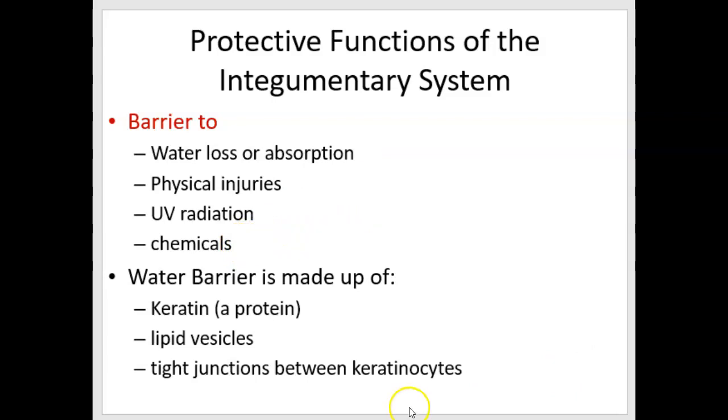Now, what's important about the water barrier reflects the structure of the skin. So the skin forms a water barrier because of three structures. One is a protein that the keratinocytes make, and that's keratin. The other is that the cells make these lipid vesicles that prevent water crossing. And then finally, between the skin cells are tight junctions. And if you recall, a tight junction does not allow material to pass in between cells.